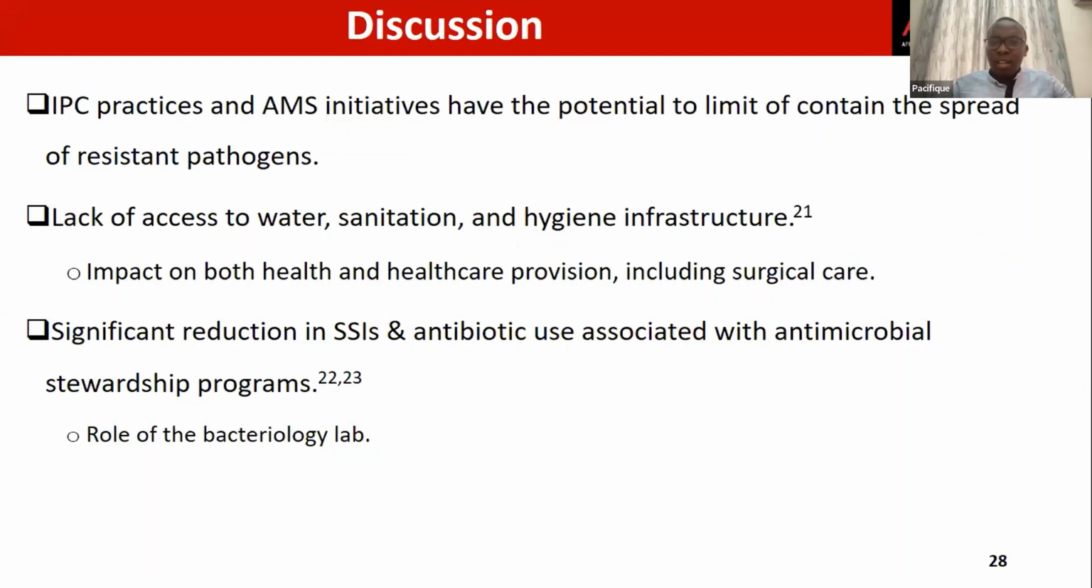And there are interventions that have been proven to be effective. We talk about IPC, infection prevention and control practices, but also antimicrobial stewardship initiatives. They have been proven to be very effective in containing the spread of resistant pathogens. And we know that some of the infections are just linked to lack of access to water and sanitation infrastructure. So in low-income countries, there's a need to increase access to diagnostic capacity. The bacteriology laboratory will be useful in identifying those resistant pathogens and being able to transition from empirical to targeted treatment.